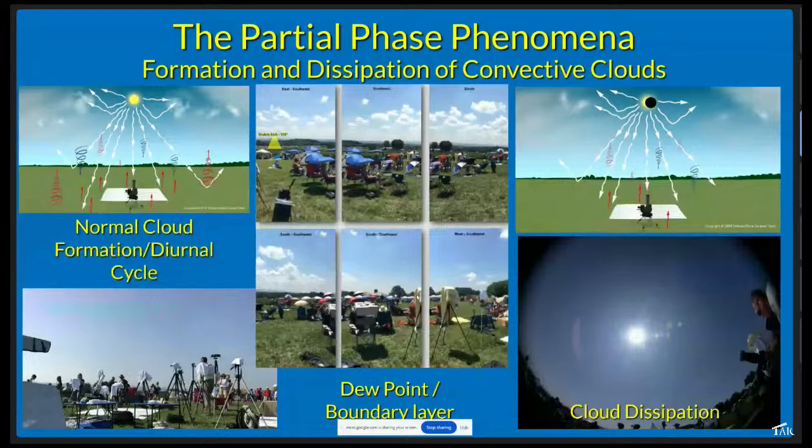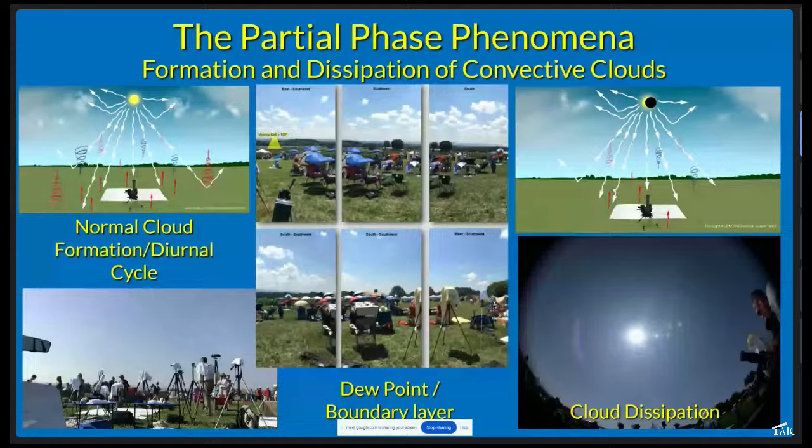Another thermodynamic effect of eclipses is the dissipation of convective clouds. On a normal summer day, if you wake up in the morning and the sky is clear, and then around lunchtime there are these white fluffy clouds in the sky, that's because the sun is providing radiant energy to the ground, which is then creating warm thermals that rise up to the boundary layer and condense and make these fluffy clouds. Well, what happens in an eclipse is the moon is shutting off this energy to the ground, and these warm thermals start to slow down, and they start to bring less moisture to these convective clouds.